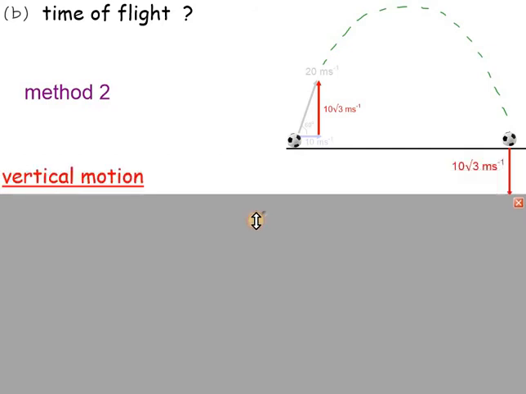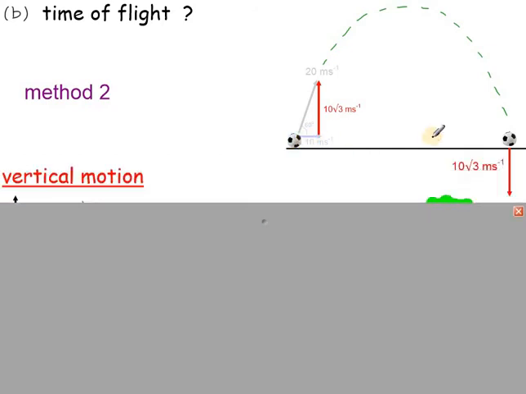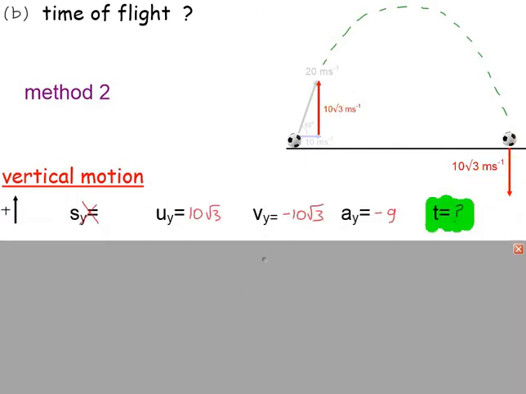Method 2. We know that because the ball falls back onto a level horizontal plane, which is the same as where it took off from, the velocity component here will be the same magnitude as here initially, but in the opposite direction. The arrows point in the opposite direction. So when using suvat and taking the upwards direction as positive again, if the initial velocity component vertically was 10 root 3, here it's minus 10 root 3.